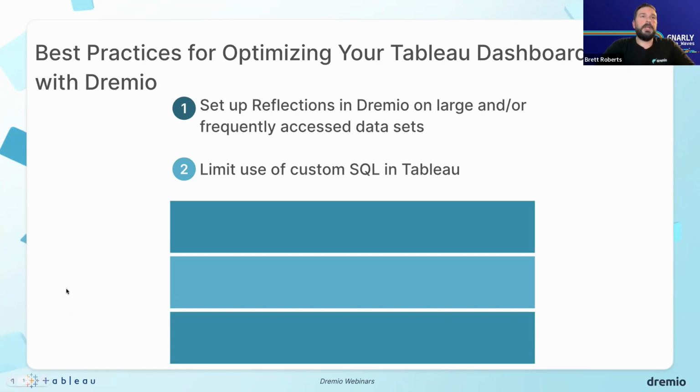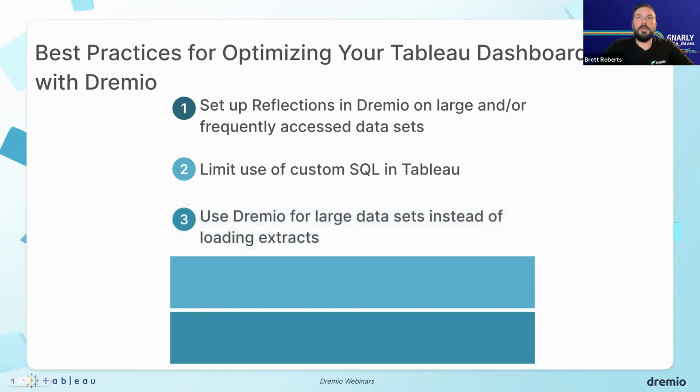All right, number 3, use Dremio for large data sets instead of loading extracts. Dremio, through the Tableau native connector, creates a live connection to Dremio, and the data is in the source, whether it's the cloud data lake or a different external database or data source. You don't need to move or copy the data. Using the JDBC driver, you can actually just run live queries directly on the data. Even for large data sets, you don't have to worry about waiting for the report or the extract or the cube and then having to load that into Tableau.